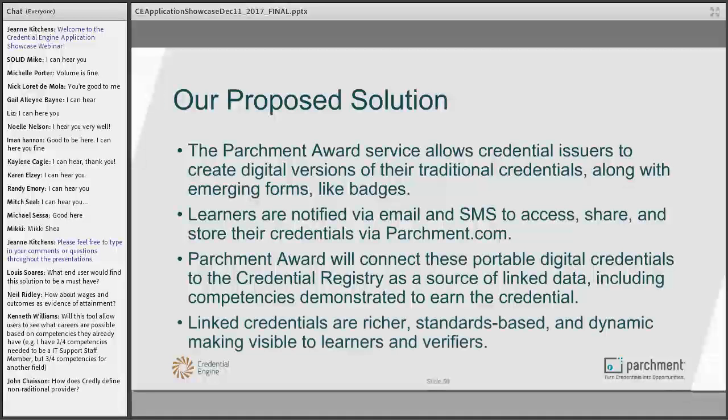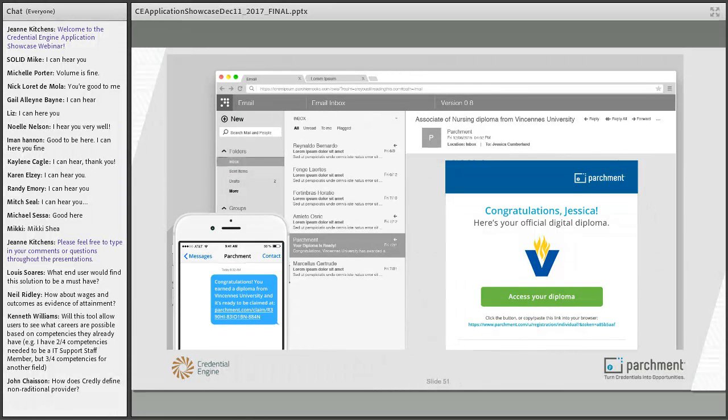And that can include really important information like competencies that were demonstrated to earn the credential. Those linked credentials are richer. They're standards-based through the CTDL data, and they can dynamically make more information visible both to learners and to verifiers.